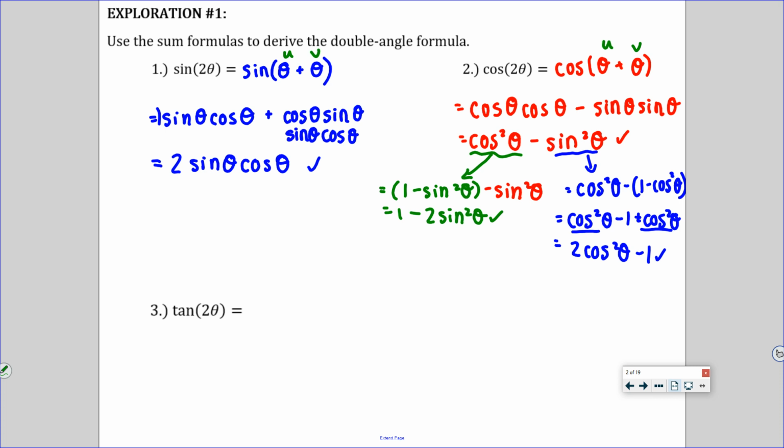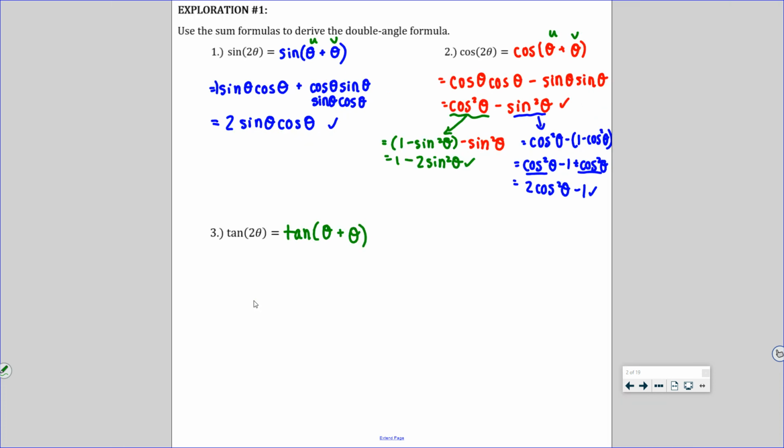Now for tangent, this one's not bad. We could rewrite this as tangent of theta plus theta. Left-hand column, sum and difference formula for tangent. In this case, a sum. Here's my u, here's my v. That is the same, according to this identity, as the tangent of the first angle plus the tangent of the second angle all over 1 minus tangent of the first angle times tangent of the second angle.